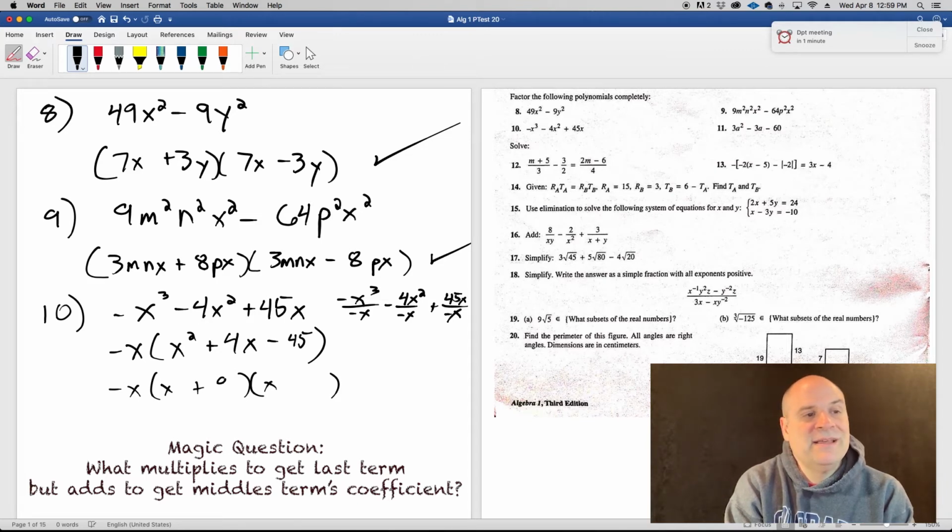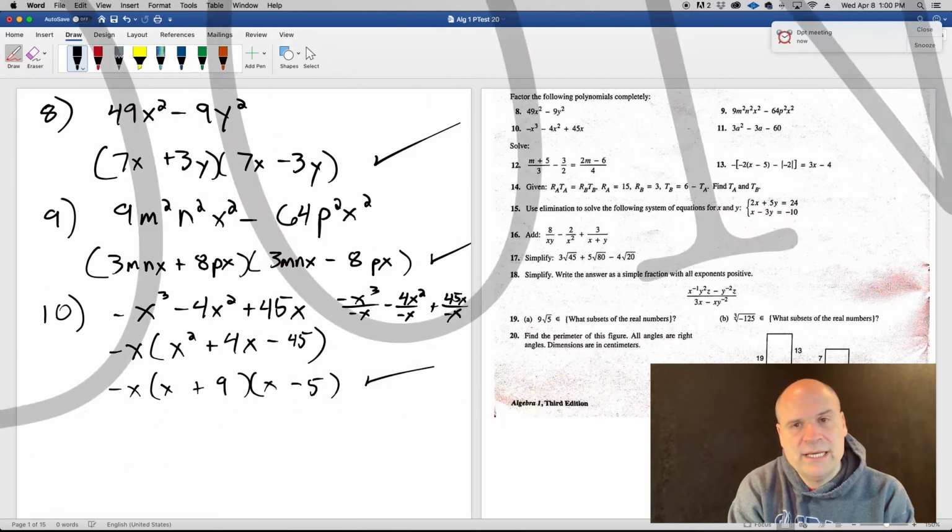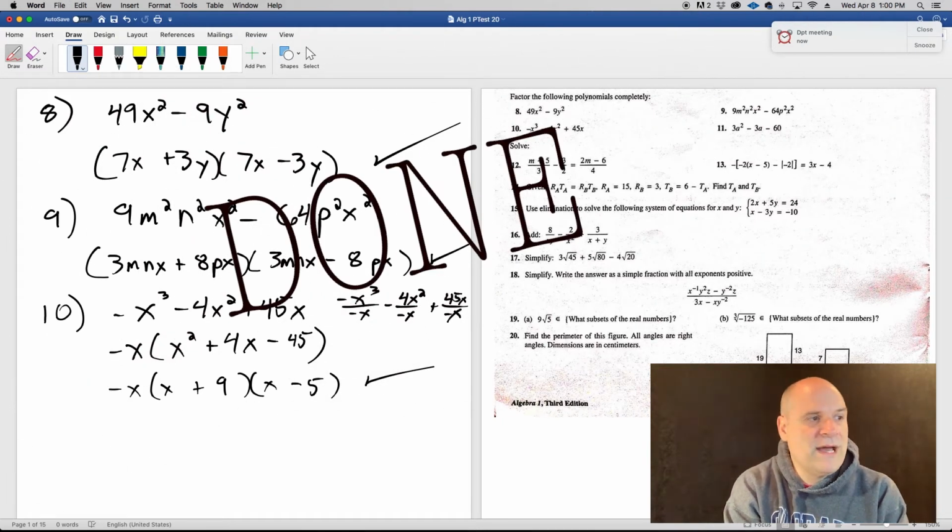Positive 9 and negative 5, because 9 times negative 5 is negative 45, but 9 plus negative 5 is positive 4. So when you FOIL that out, you get x squared, negative 5x, positive 9x. Those combine to positive 4x, and then negative 45. Boom, you're done.